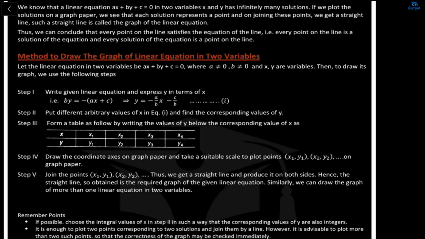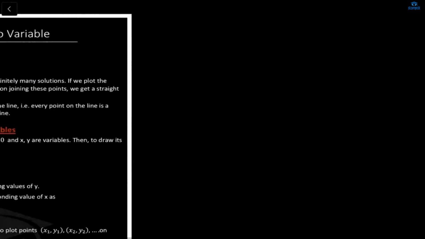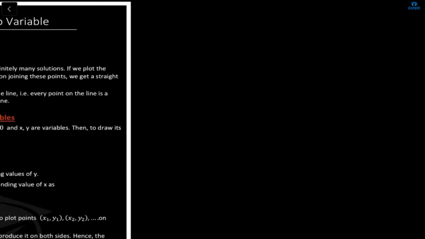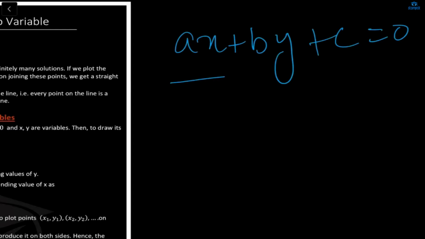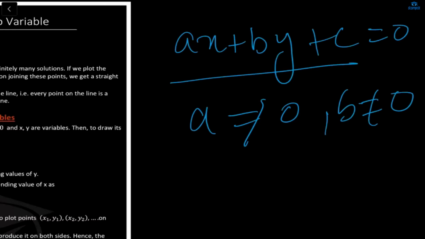Before we plot the points, everybody, I think you remember what is the general equation for your linear equation in two variables? Who is going to tell? General equation: ax plus by plus c is equal to 0. This is your general equation. a should not be equal to 0 and b should also not be equal to 0, and they are integers.